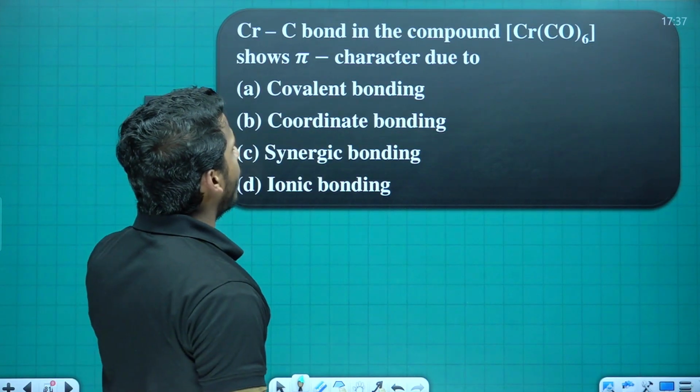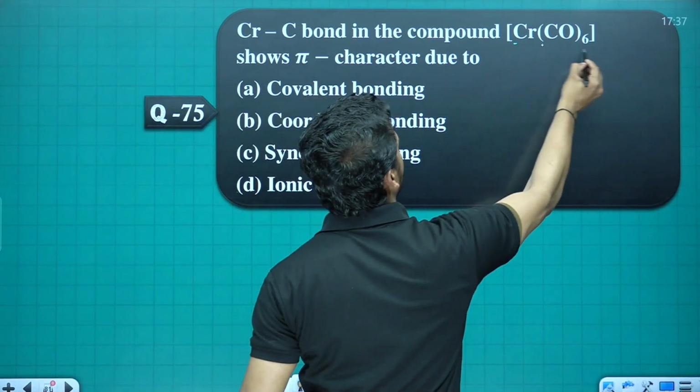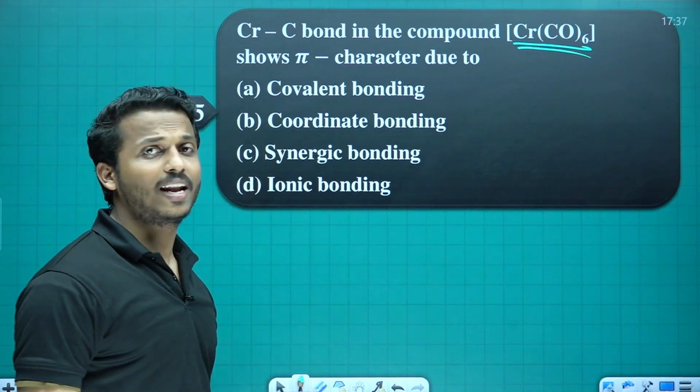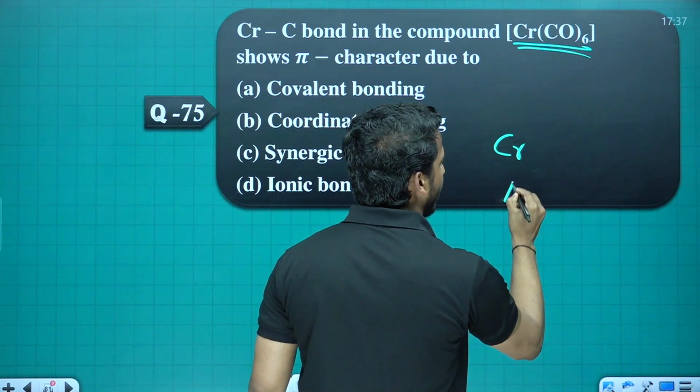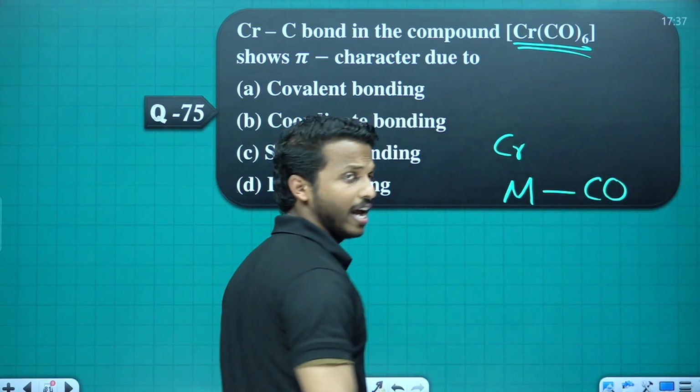Now the Cr-C bond in the compound Cr(CO)6 shows pi character due to. We studied that Cr, the metal, when combined with the carbonyl ligand.